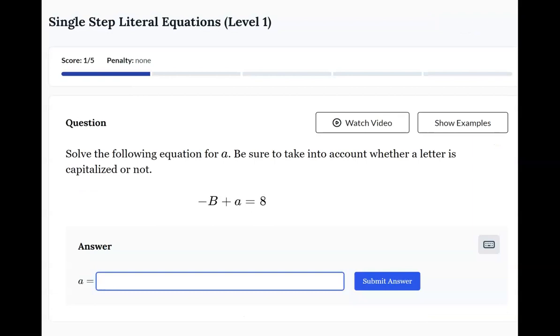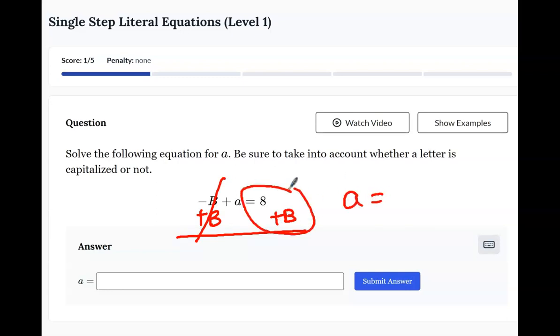Let's take a look at this next one here. So they want us to solve for lowercase a this time. That means I want to keep this and get rid of that. So the only way to get rid of a minus b is to do the inverse, which is to add capital B to both sides. The inverse will make this disappear, but now we can't do the math on this side, so we leave the math. 8 plus capital B, or capital B plus 8. Doesn't matter.